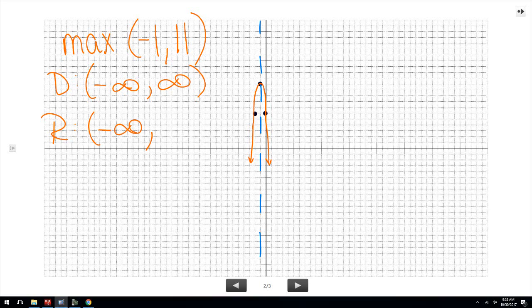Okay? Where's the top stop at? What number? Positive 11. Always take your y value. And it's a closed dot, so it gets a bracket. Are you okay? Yes, sir.